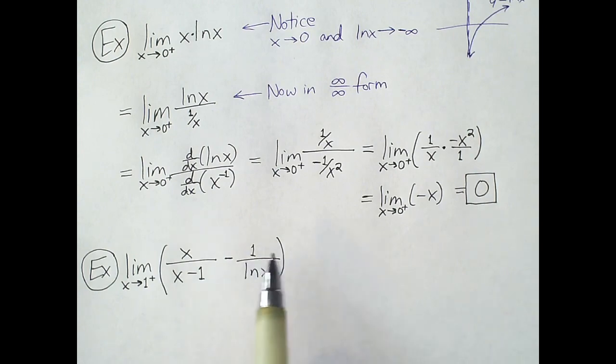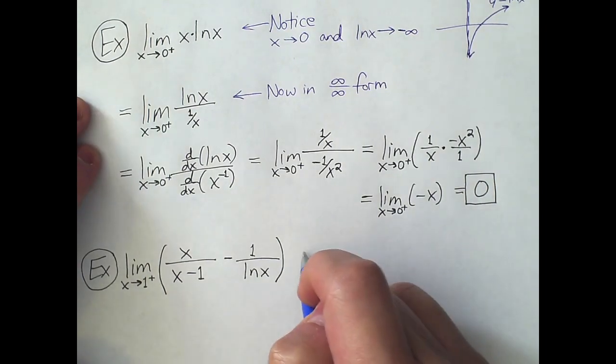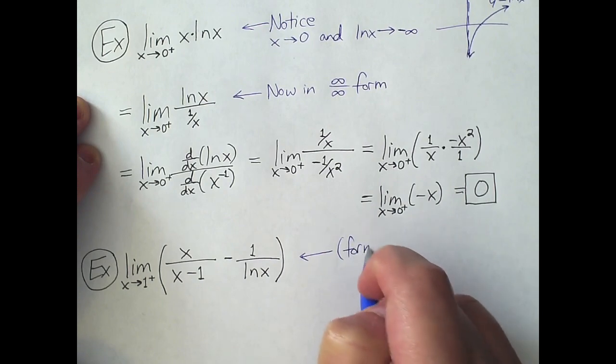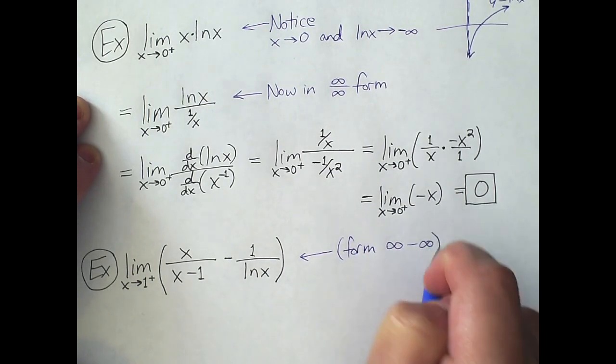The second piece is 1 over ln x, where x is approaching 1 from the right. We said earlier that ln of 1 is 0, and this is approaching that from the right. So again, this is 1 divided by something approaching 0 from the right. So this is also approaching infinity. So I want to say that this is of the form infinity minus infinity.